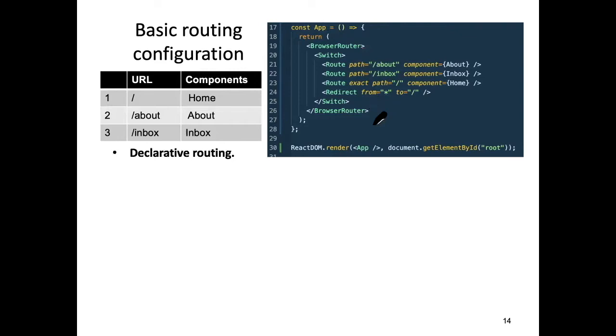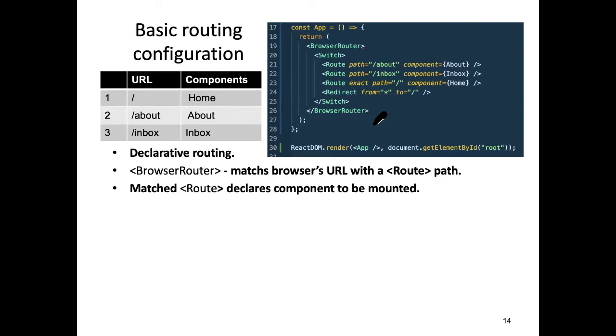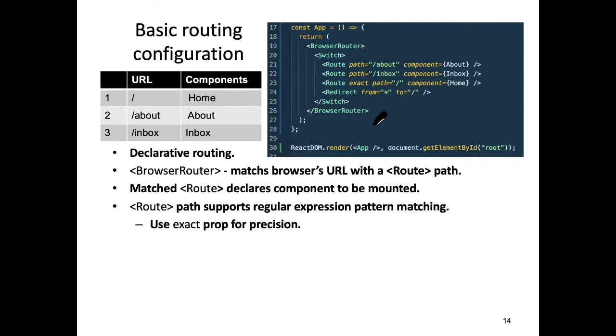What's nice about React Router is that it follows this declarative programming model, which we've talked about before. The BrowserRouter component plays the role that I explained a moment ago. It finds the matching route entry in the set of routes that are available to it, and it mounts that route entry's component onto the DOM. The path prop on the route can have wildcard characters in it, so it does support a certain element of regular expression matching.